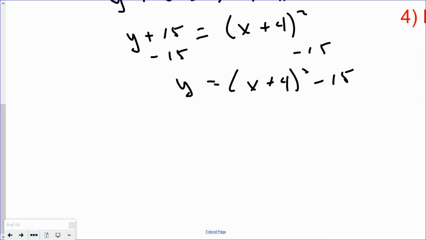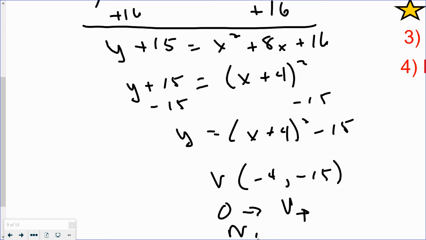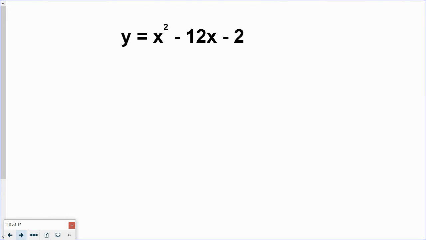And now this is in vertex form. The vertex is -4, -15. It opens up and it's normal growth. All that stuff you can get from here really quick and easy. Let's do another one.